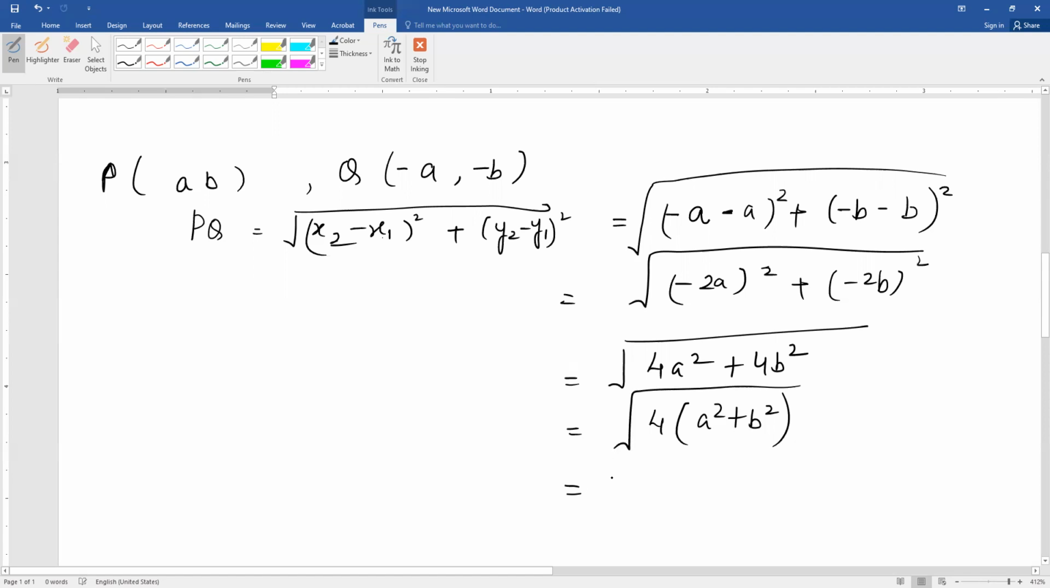Now when we take this out of the root, तो 4 तो बाहर निकल के आ जाएगा and it will be 2. पॉजिटिव वैल्यू ही लेंगे हम, डिस्टेंस है और रूट के अंदर रह जाएगा a square plus b square. I hope you have understood the application of distance formula. By applying this formula, you can now solve exercise 7.1.